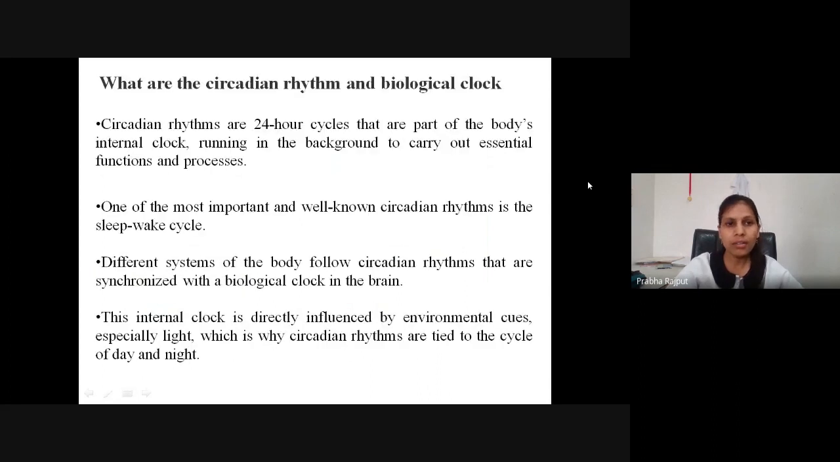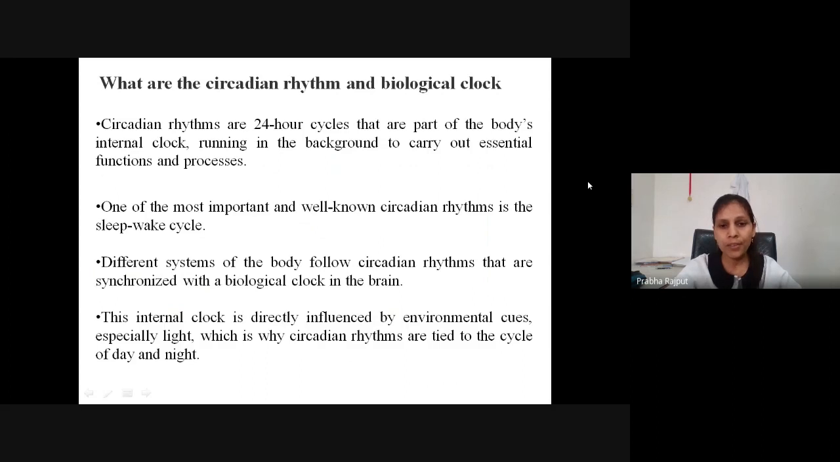So first of all, we all need to know what the circadian rhythm is. Circadian rhythm is basically a cycle that regulates your body functions and continuously repeats within 24 hours. So we'll see what the difference is between the circadian rhythm and biological rhythm. Circadian rhythm is a cycle which is regulated by the clock, which is influenced by external cues like light. The best example of circadian rhythm is the sleep-wake cycle, which is influenced by the effect of light. But the biological clock may or may not be influenced by the external cues.